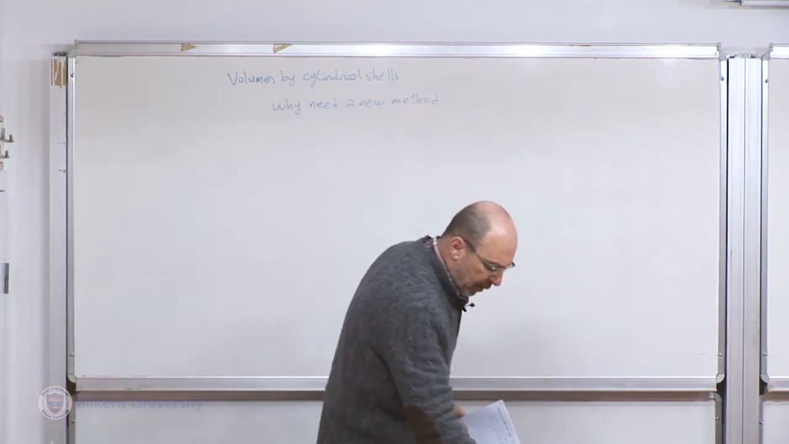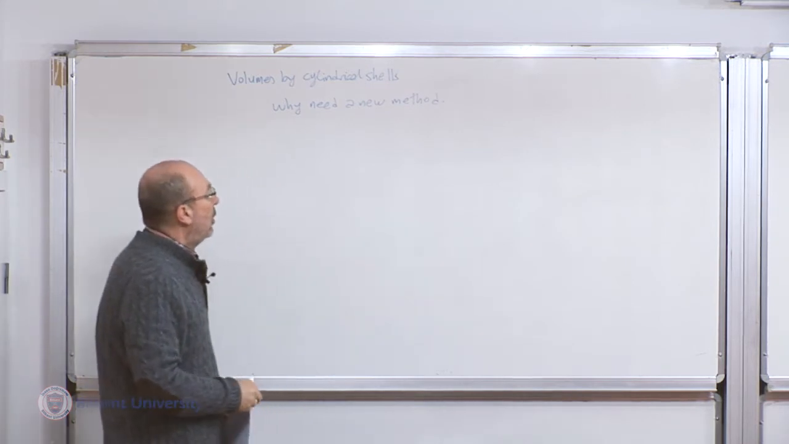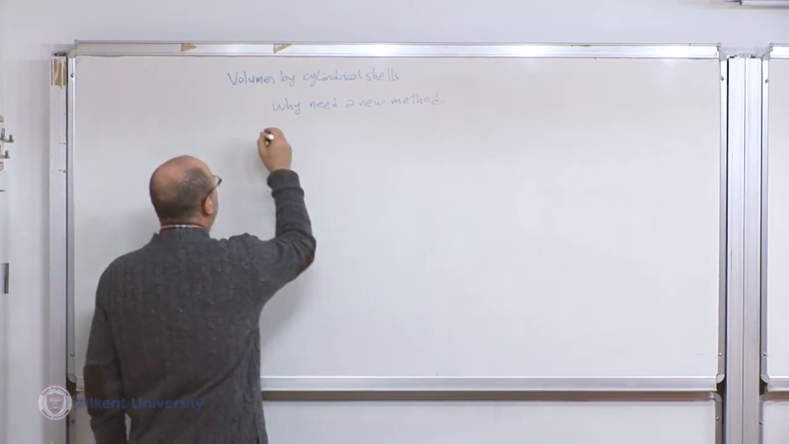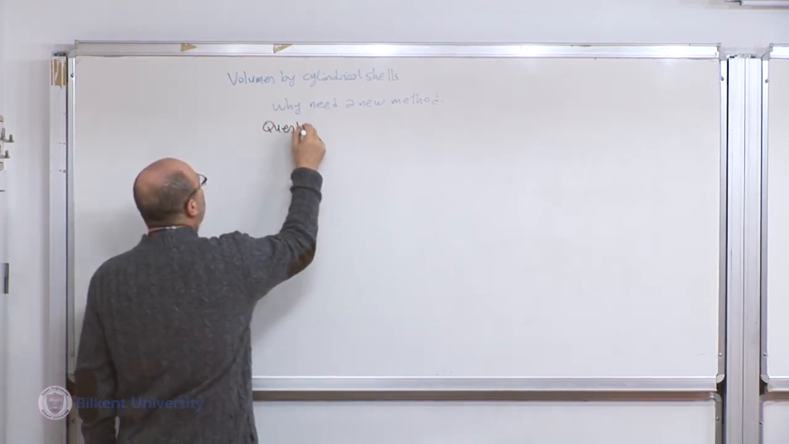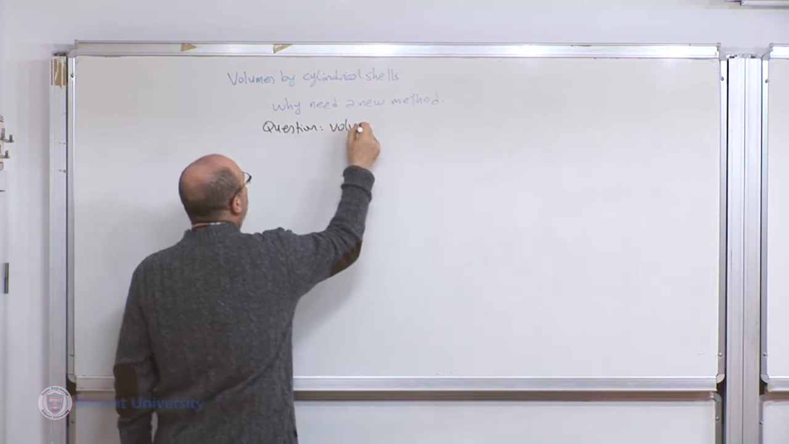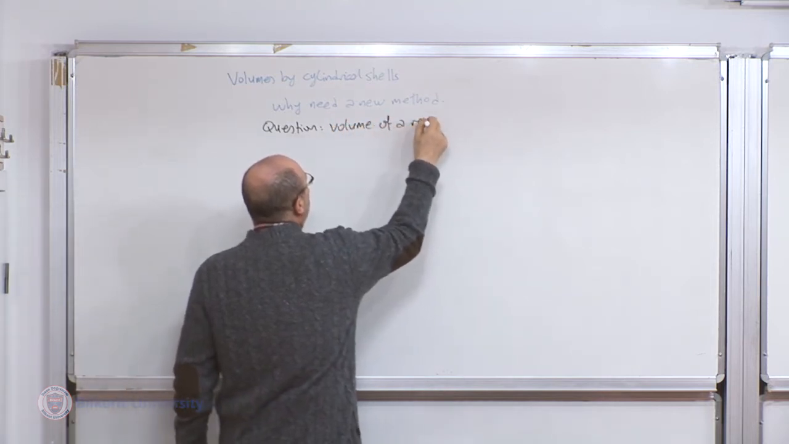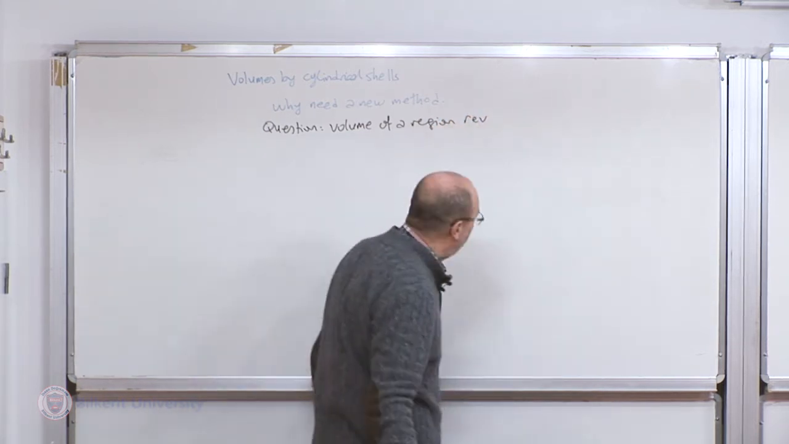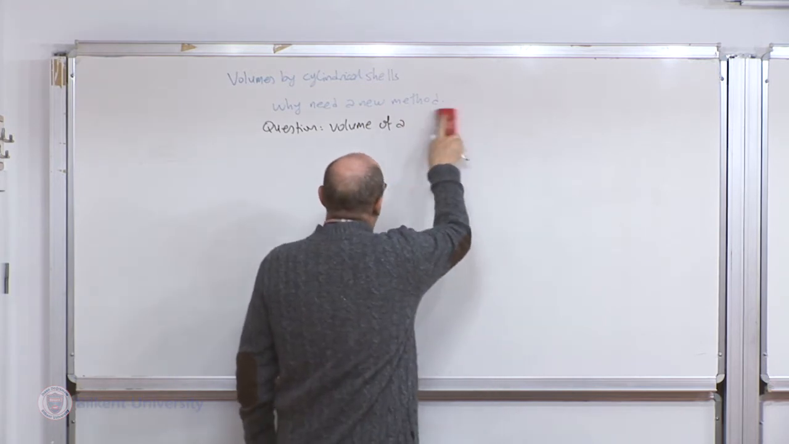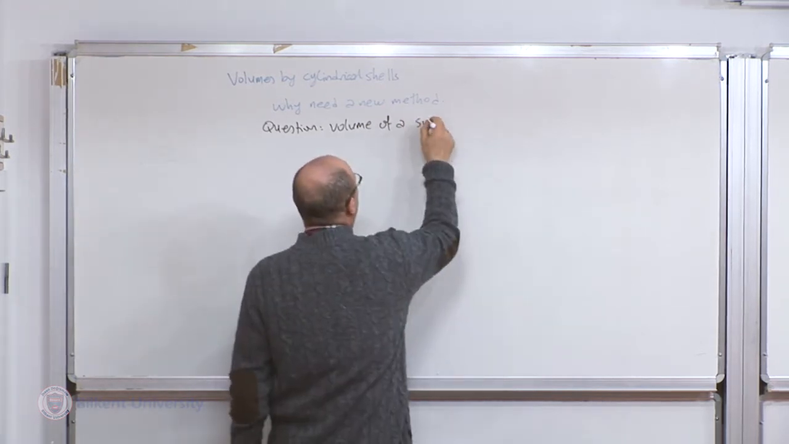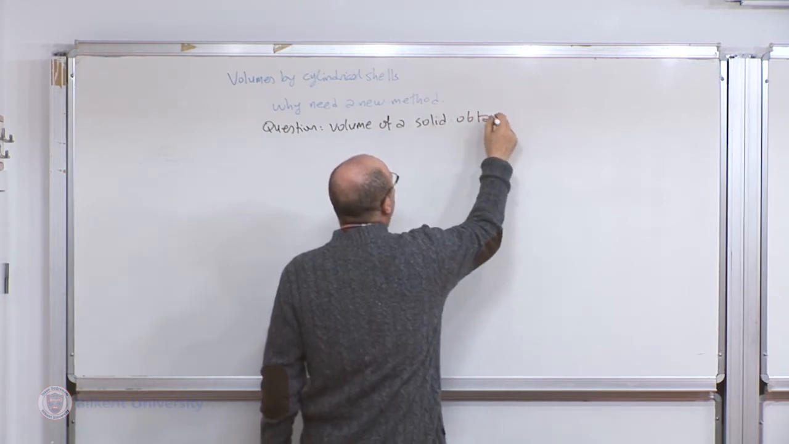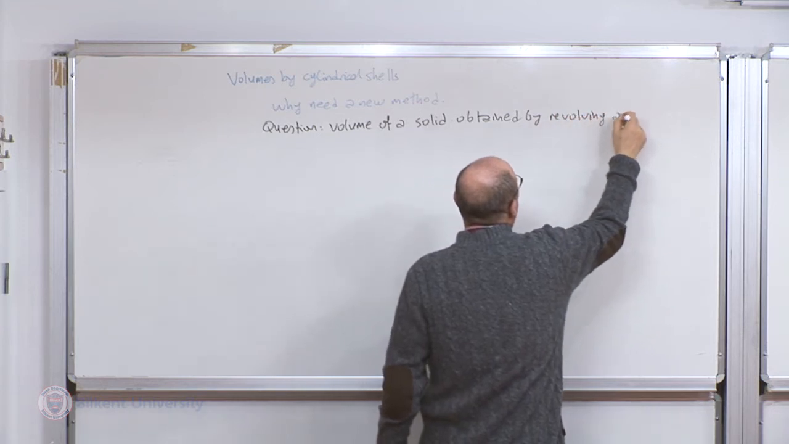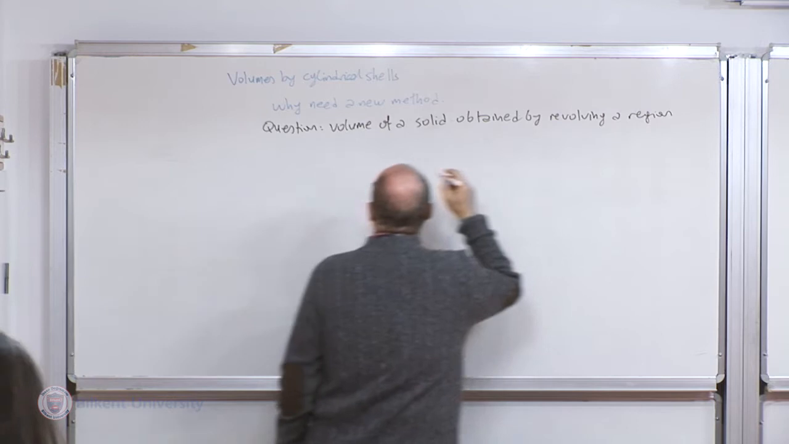So the problem, remember, is to find the volume of a region revolved around an axis. So the question is: the volume of a solid obtained by revolving a region around an axis.